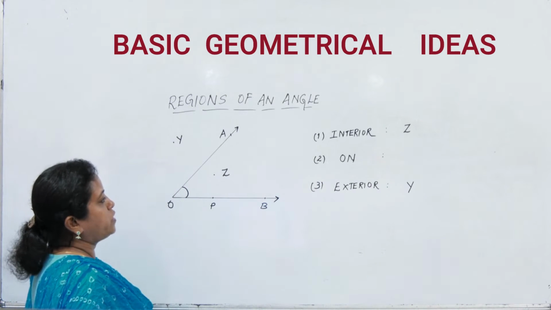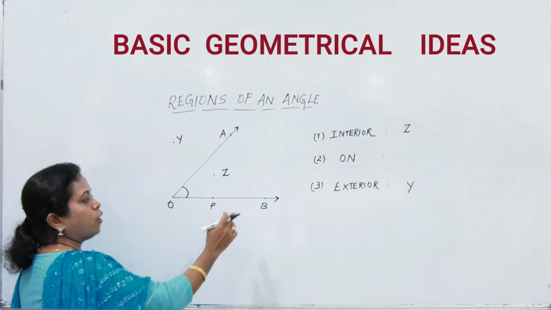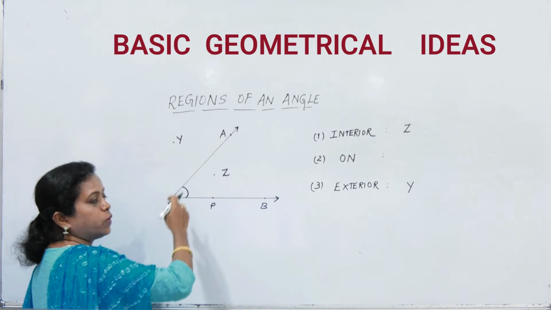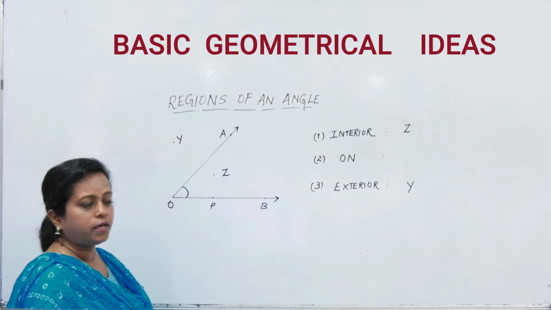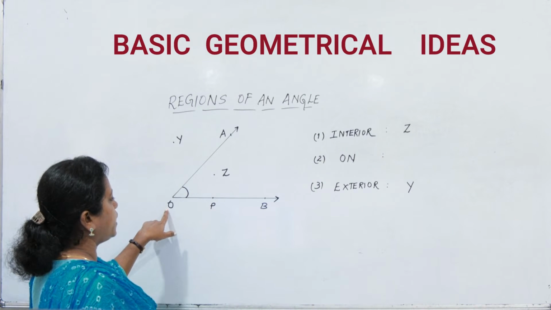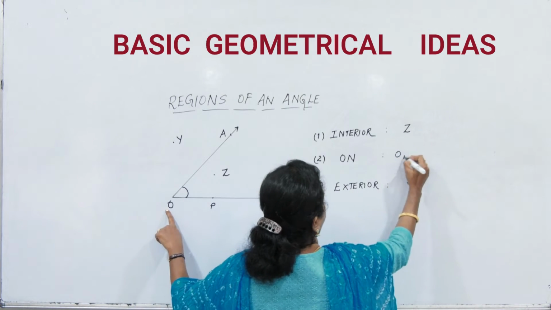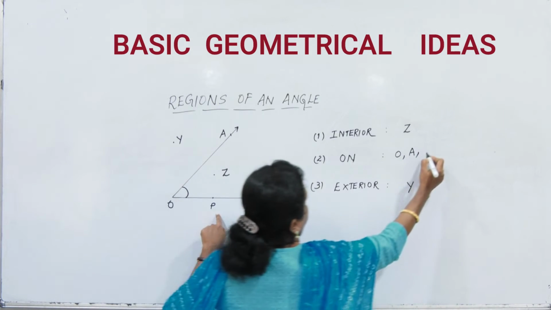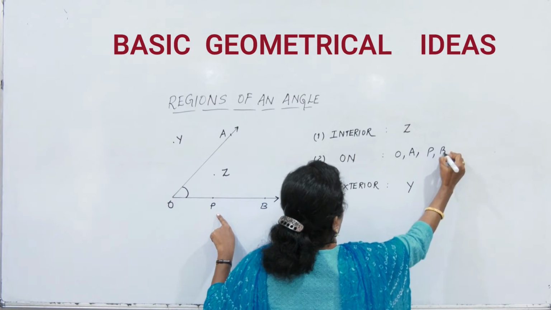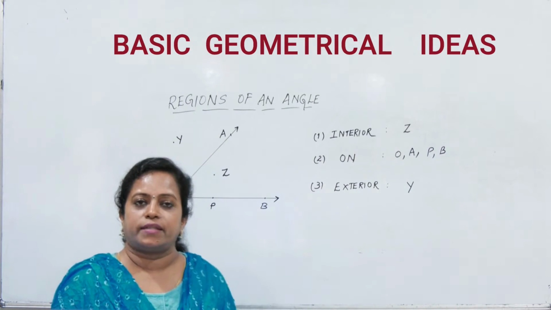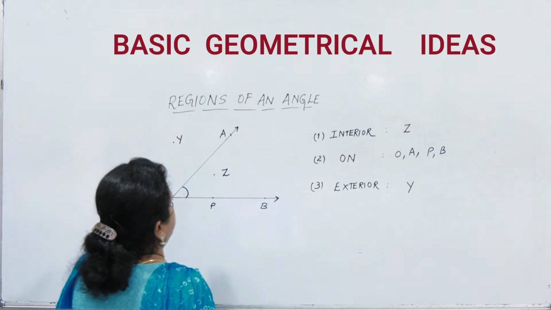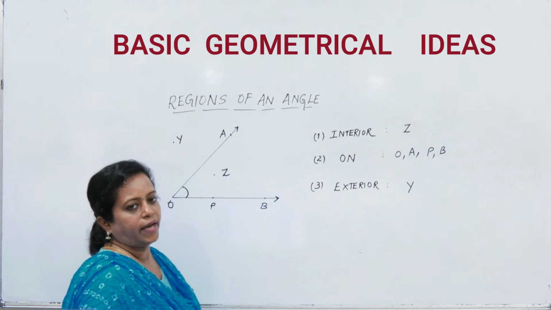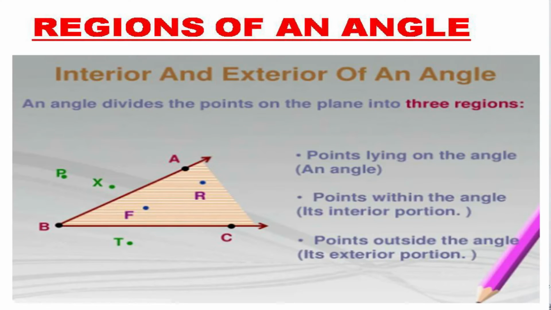So which are the points which are on the angle? So on the angle you will name the points which are including the vertex and the other points which are on the rays. So the points on the angle will be O, A, P and B. So now you have understood that angle also has 3 parts, that is 3 regions, that is interior, on and exterior. Regions of an angle.